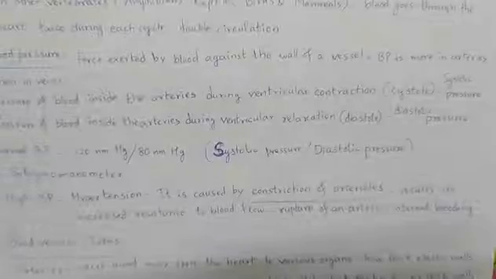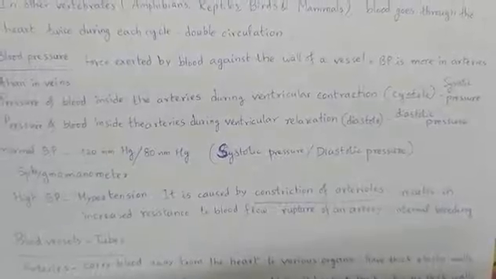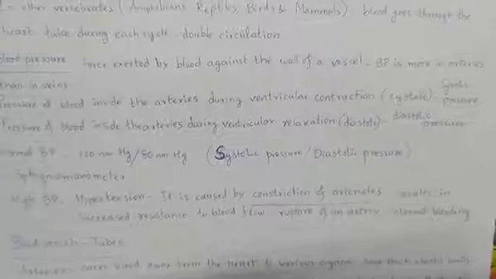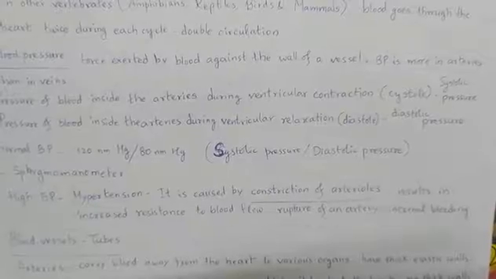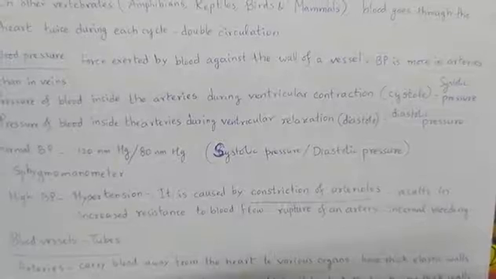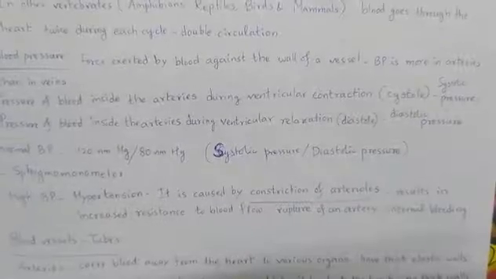Coming to blood pressure. The force exerted by the blood against the wall of the arteries is known as blood pressure. Blood pressure is more in arteries than in veins. So generally, we consider blood pressure of arteries only to measure our health status.